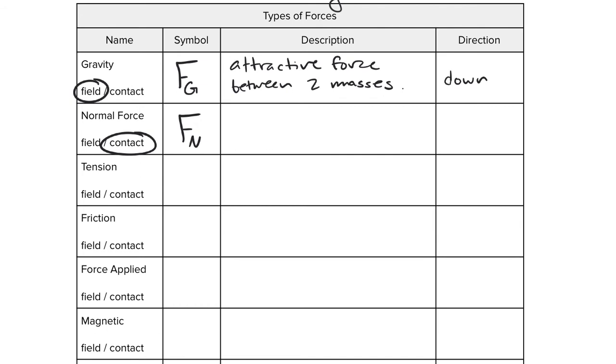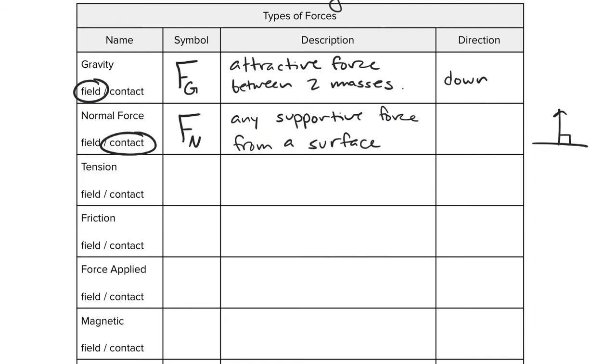And the description is going to be any supportive force from a surface. So that could be the chair, the floor, the ground, anything like that. Now the direction in the example I just gave you is that it's going up. Now the reason for that is because your chair is horizontal, so the force goes up. And that's at a right angle to each other.